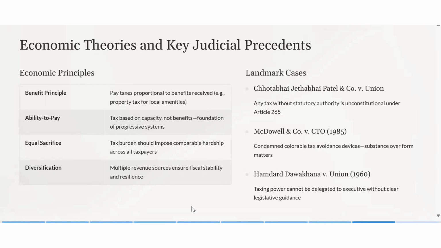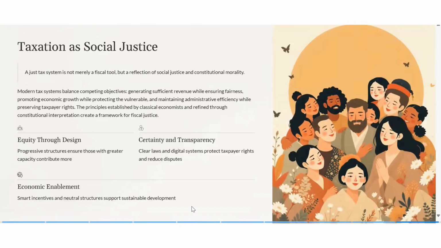Diversification: multiple revenue sources ensure fiscal stability and resilience. In the end, that is the ultimate aim of any government or any regime: taxation as social justice, both ways when it comes to taxpayers and redistribution of wealth for doing social welfare work by the governments. So, a just tax system is not merely fiscal but a reflection of social justice and constitutional morality.